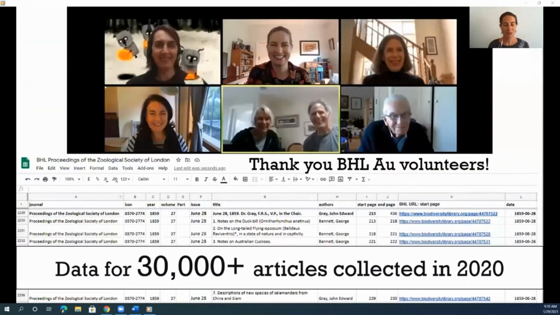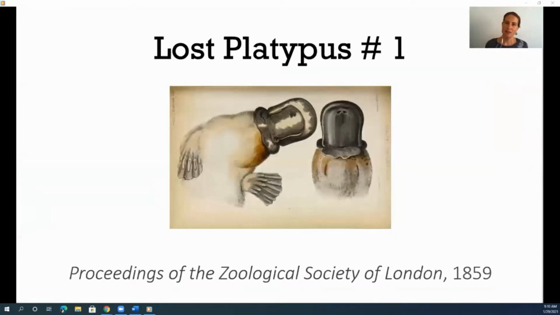During lockdown in 2020, our BHL staff and volunteers collected article-level metadata or corrected messy metadata that we were able to scrape from websites or download from catalogues. And we did that for over 30,000 articles that were online already but were not discoverable because they lacked that article-level metadata. I'm going to talk to you today about 3 of those 30,000 articles, 3 platypus, that were until very recently lost in that sea of literature online.